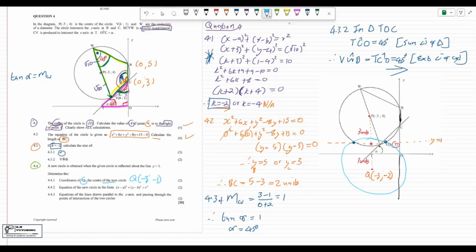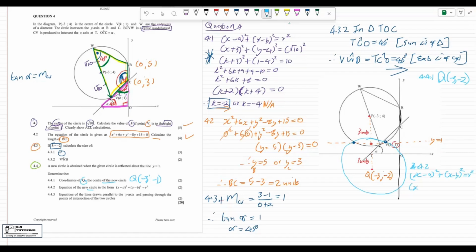4.4.2: determine the equation of the new circle in the form that. So they want the equation of that. That is going to be simple, I hope. Remember in 4.4.1, the coordinates of Q were -3 and -2. We know that this is going to be (x - a)² + (y - b)² = r².